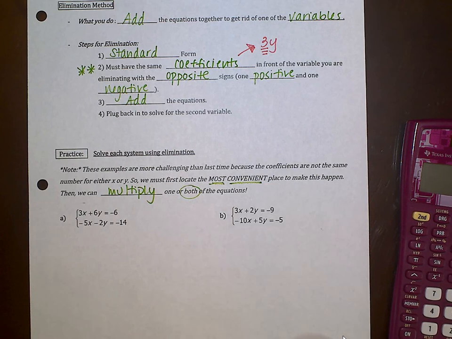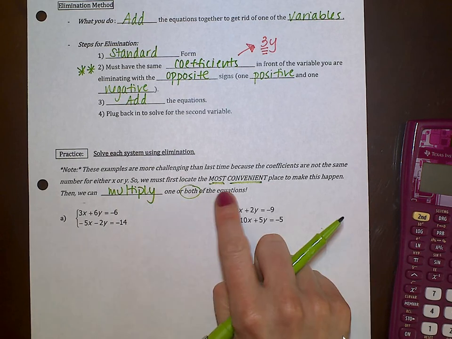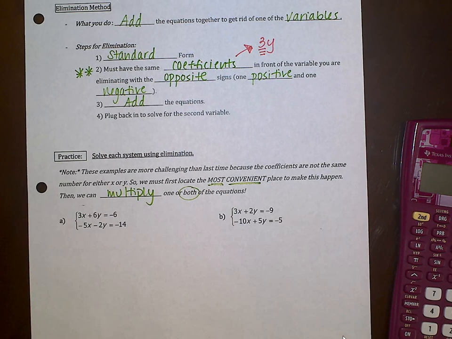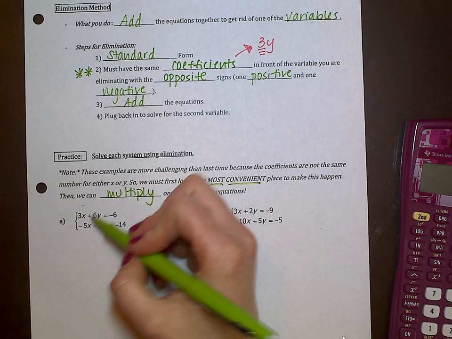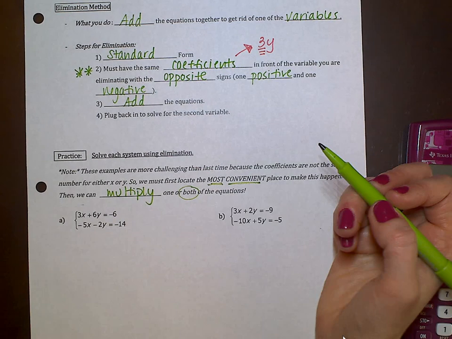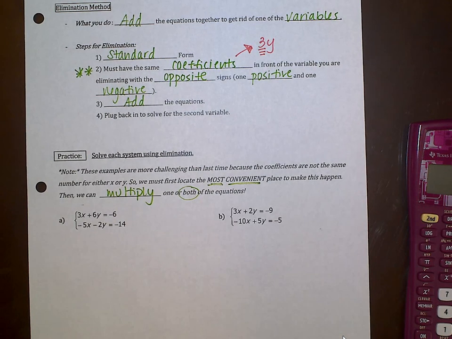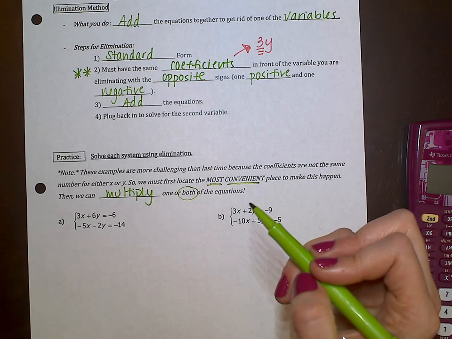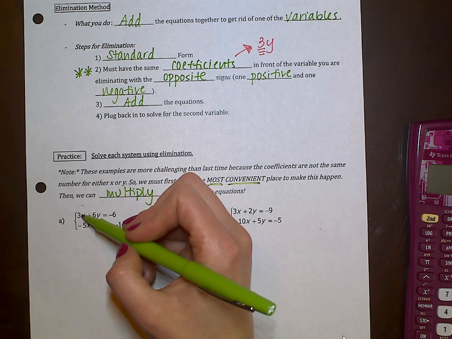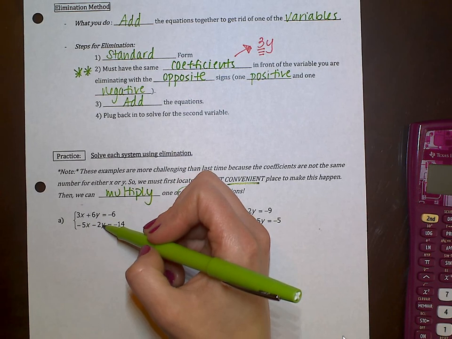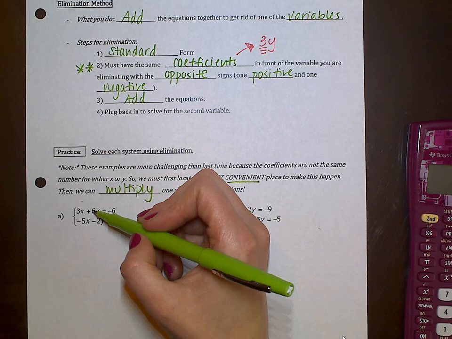So let's just look at example A, and again I'm going to take a step back and look at this thing and try to find the most convenient place to get my setup how I want it. So I notice that in front of the x's I have two different coefficients, same thing with the y's. So I know I'm going to have to do some multiplication before I can start. Now this one's not too bad either way. You could make the x's the same or the y's, but if you look at the y's, that would jump out at me because I have 6 and I have -2.